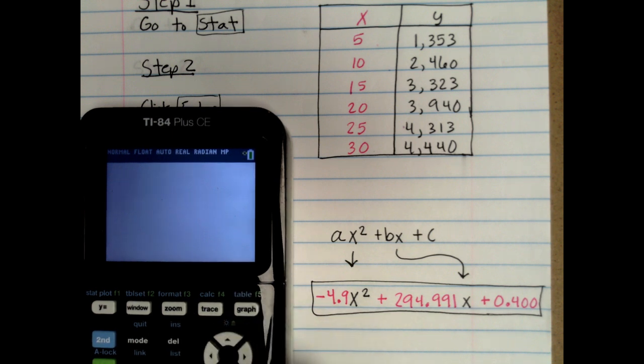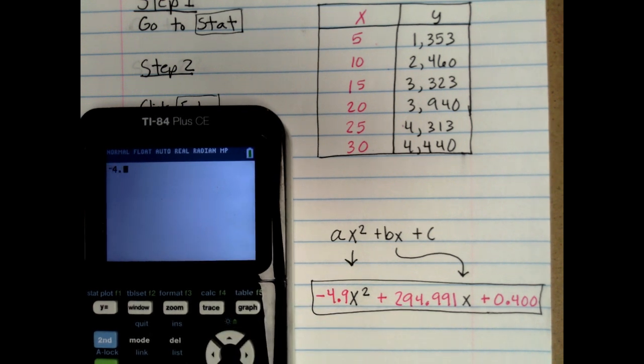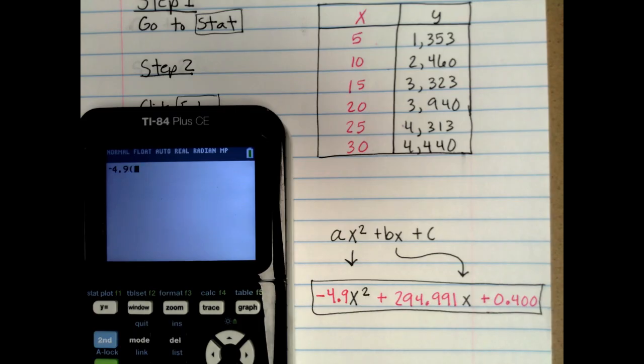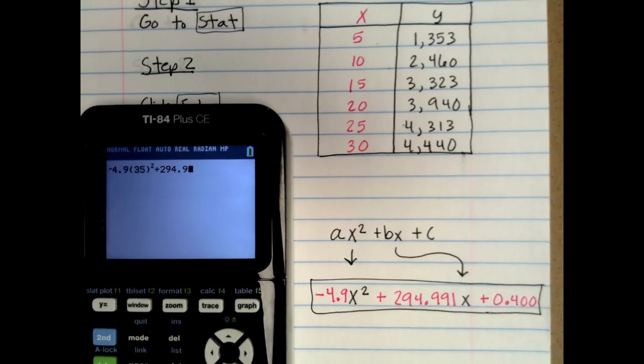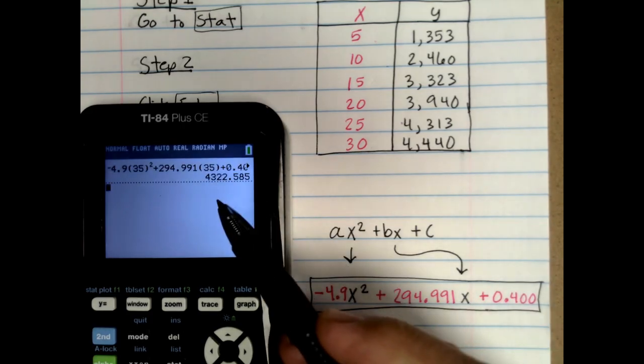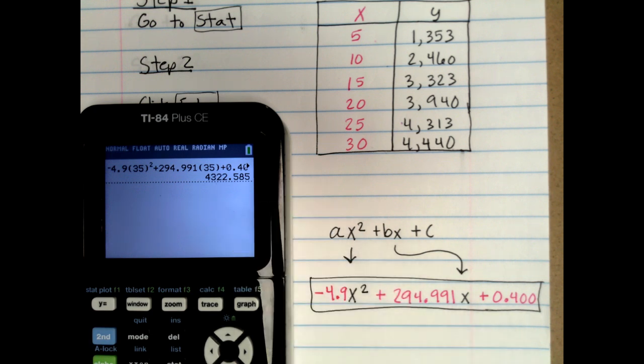One is you could come back over, clear this out, go to calculate, and type in your newly found equation. In place of x, you would just put 35, because that would be the 35th week. So parenthesis 35, close, and then I'm going to square it, plus 294.991, and then for this x, I'm going to put 35 again, because we're looking for the 35th week, plus 0.400. Hit enter, and it tells me there would be $4,322.58 at that time, following this data, this regression.